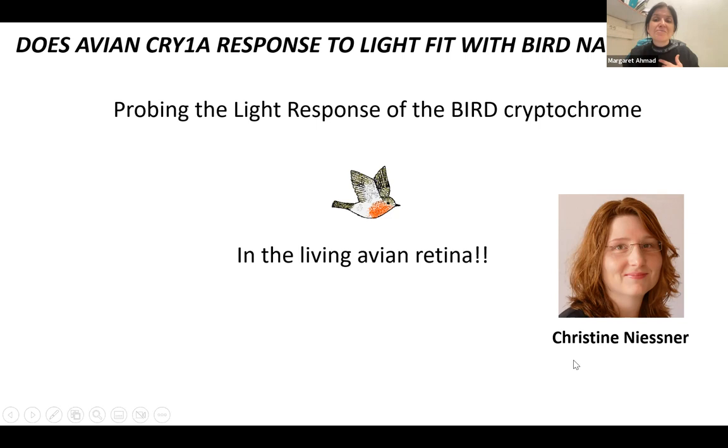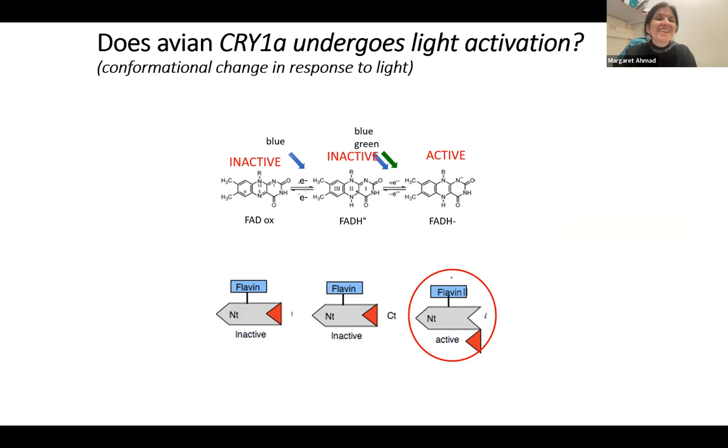Next. So here we come back again to the actual redox sensitive mechanism that I showed you before for the plant cryptochrome.